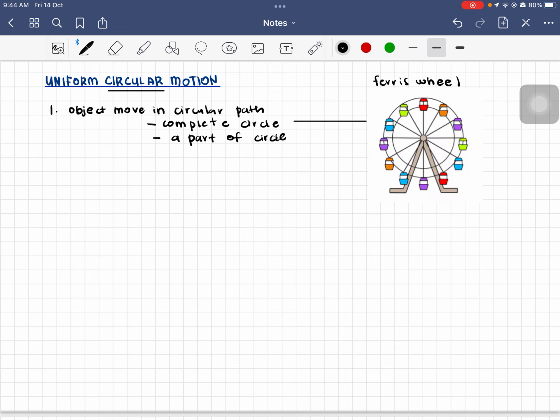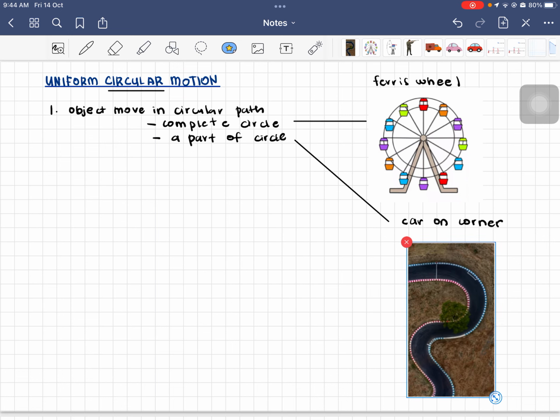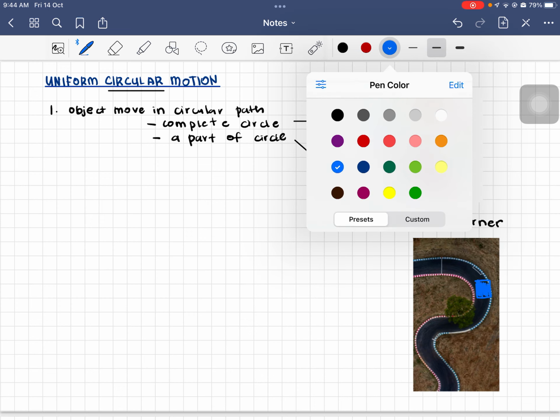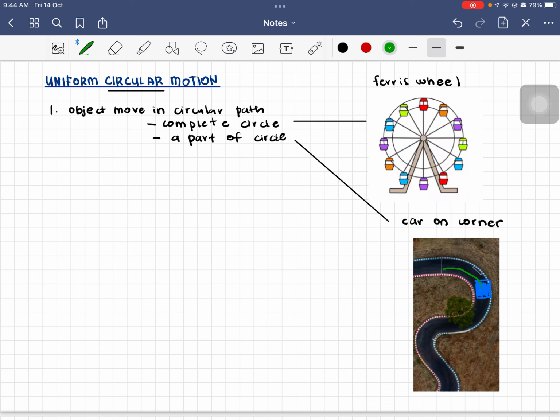Okay, yang kedua, a part of cycle. Dia ada banyak situasi. Situasi yang saya boleh bagi contoh adalah apabila car on corner. Kereta berada di dalam selekoh. You can see it is something like this. Saya punya selekoh macam ni. Kalau kereta saya berada di dekat selekoh, for example here, sebenarnya selekoh ni adalah sebahagian daripada cycle. You can see it is a part of a cycle. Jadi kereta ni bergerak daripada sini ke sini saja, and then after that they go straight.